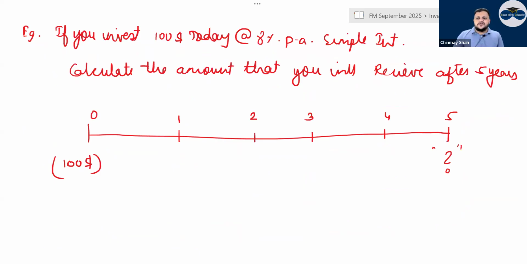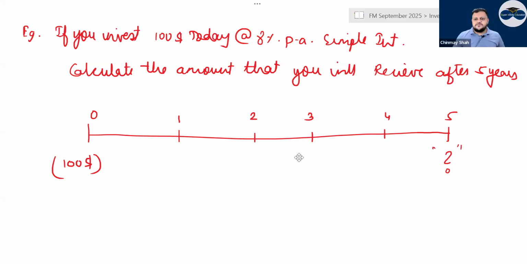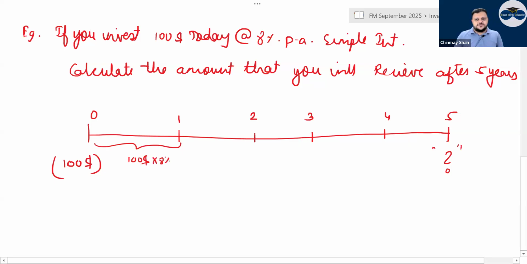Now let's go yearly, slowly. Don't make mistakes. $100 invested today at the end of first year, 8% per annum. How much will you receive if you had invested for only 1 year? Simple interest: 108. Everyone okay with it? $100 into 8% interest will be received, so 100 principal plus $8. That is $108.